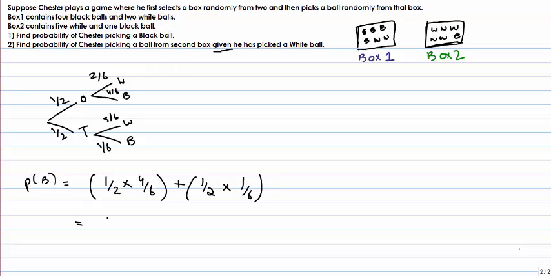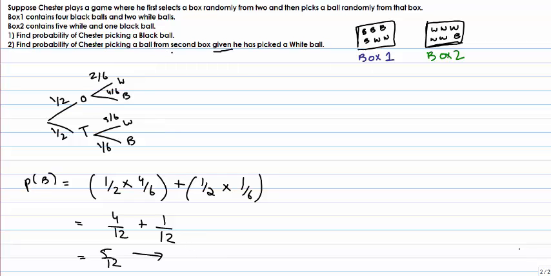Once we multiply it, we get 4 by 12 plus 1 by 12, which simply adds up to 5 by 12. So this here is our probability of selecting a black ball overall from any box that we have, as in the total probability of getting a black irrespective of the box we choose.